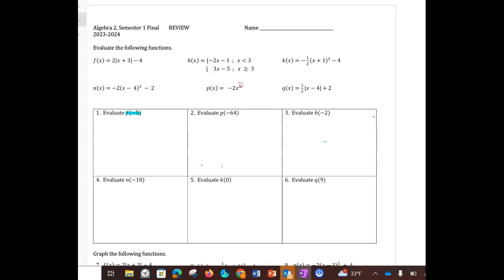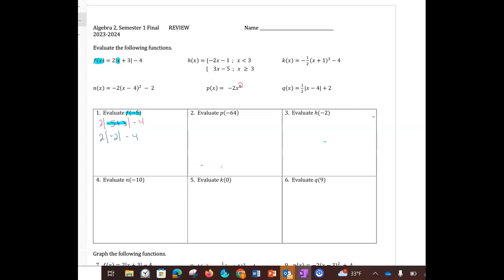So on f, or number 1, we're using f, so we're going to be using this function, and I'm just going to take this x right here and replace it with the negative 5. And I follow my order of operations. We don't have absolute value bars, but they're similar to parentheses in the fact that I want to do what's in the parentheses first. So I'm going to take negative 5 plus 3, which leaves me at the negative 2.